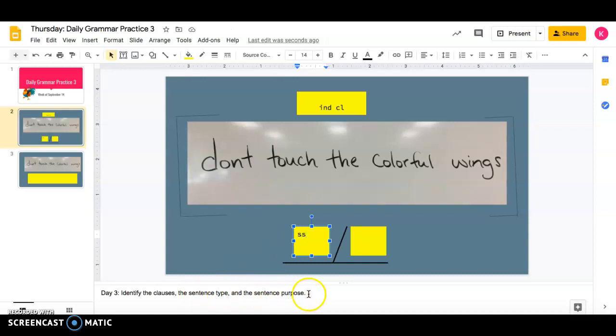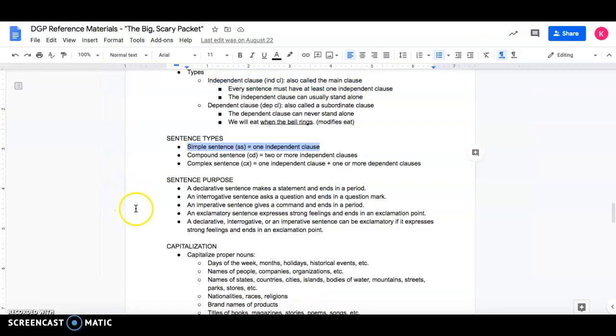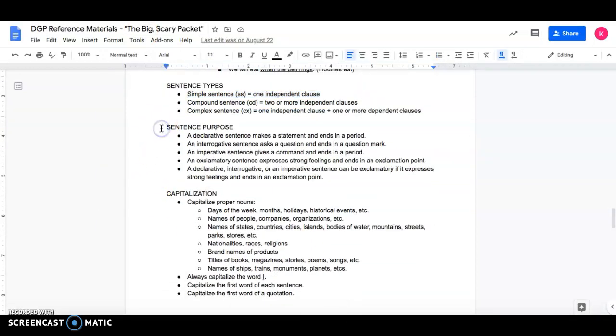Next, we're going to find the sentence purpose. So let's scroll down to sentence purpose in our big scary packet. There's 4 sentence purposes. Is it a declarative sentence, meaning it's just making a statement and it will end in a period? Is it an interrogative sentence, which means it asks a question and ends in a question mark?